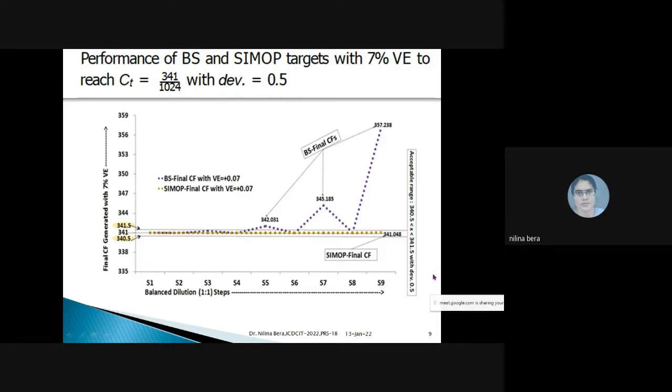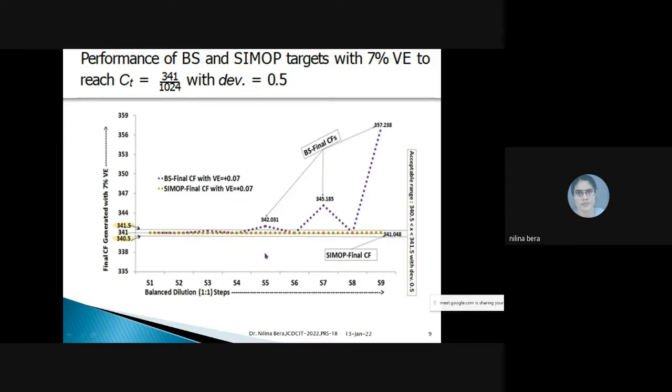So this is basically the plot. Just check the CMOP, it is basically within the limit. If 341 is the target, then obviously the range is 341 plus or minus 5. CMOP is basically the yellow dots. It is basically the final CF. The altered final CF is 341.048, within range, so it is non-critical.